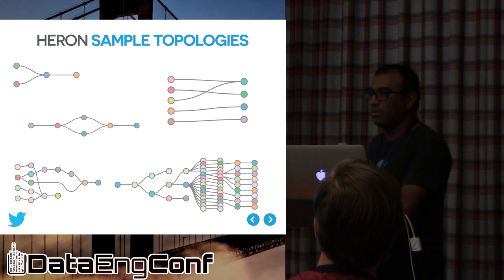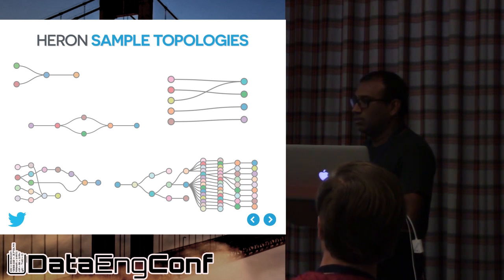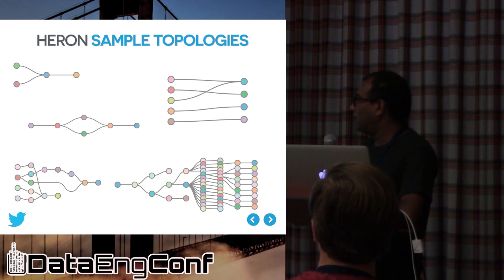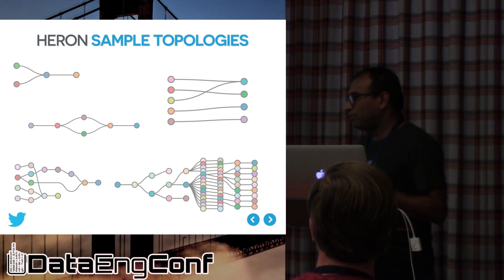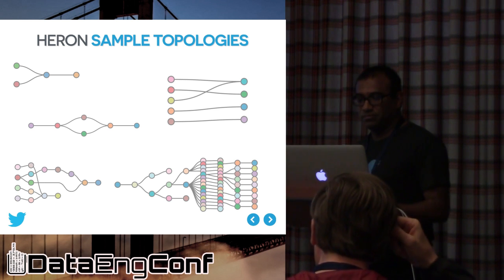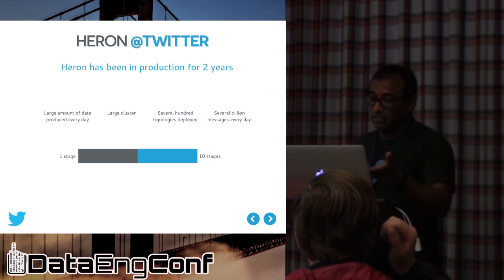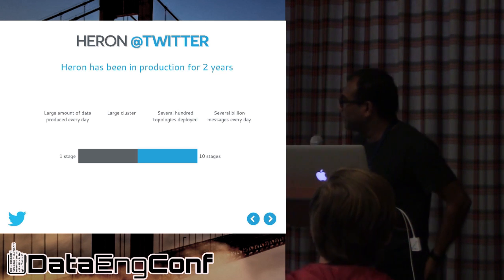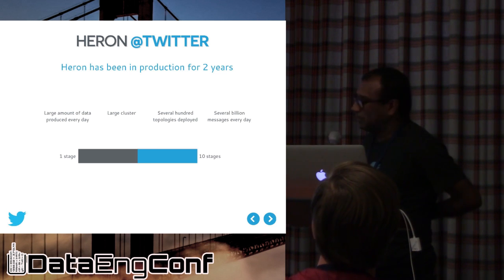Some of the sample topologies that we run range in complexity from very simple topologies, with 4 components in a graph, all the way to 50 components in the graph itself. So we have all kinds of topologies up and running now. It has been in production for close to 2 years. We can't give out the numbers, but they vary from 1 stage to 10 stages, and it's huge, massive stuff, all running on top of Twitter.